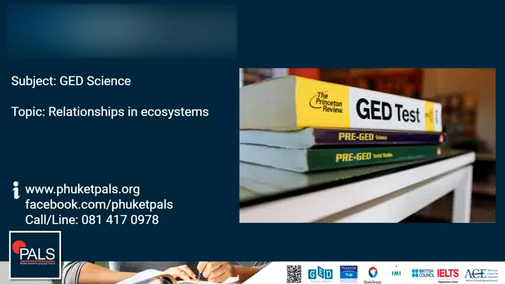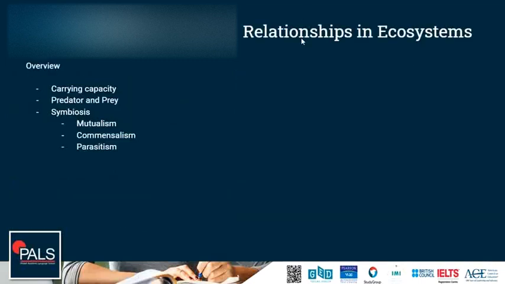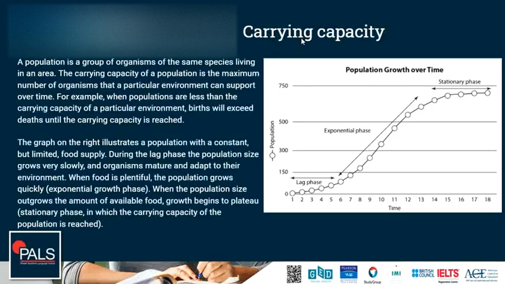With teacher Alex, the subject is GED science and the topic is relationships in ecosystems. We will talk about carrying capacity, predator and prey relationships, and symbiotic relationships, specifically the three forms: mutualism, commensalism, and parasitism.